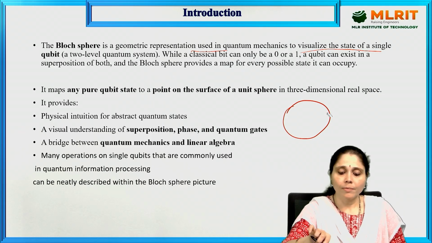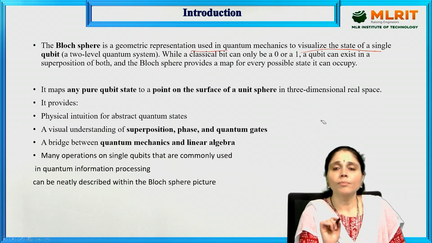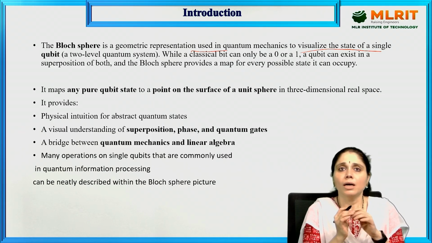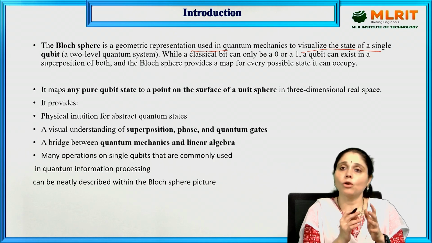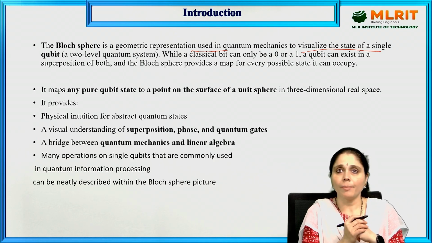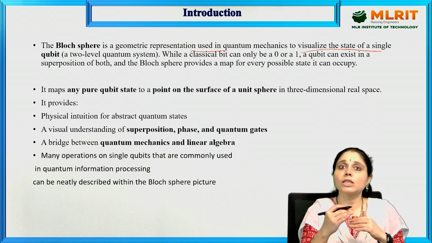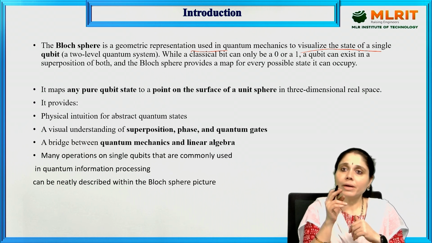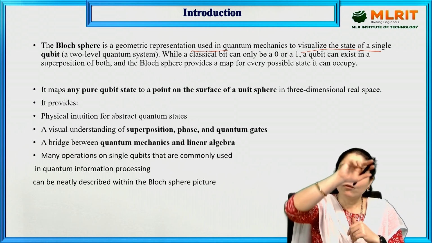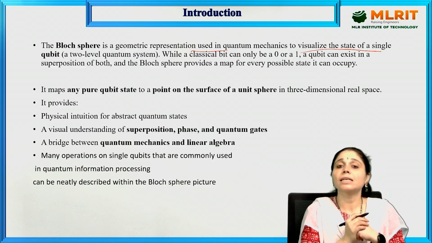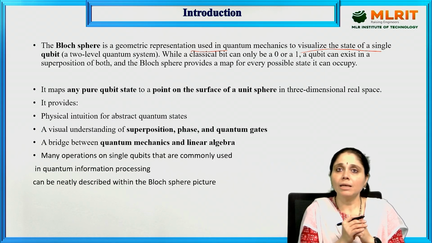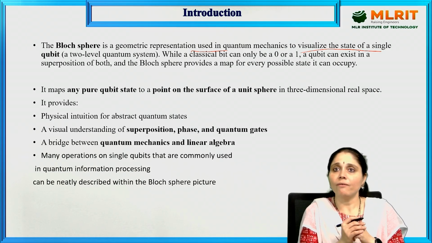Here we are going to have a representation of a qubit in the form of a sphere. While the classical bits have only zeros and ones, a qubit can exist in the superposition of both. Since a qubit exists in the superposition of both, we are taking the circular notation for the representation of a qubit. And the Bloch sphere provides a map of every possible state it can occupy.